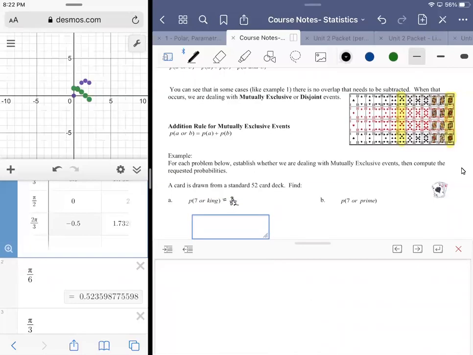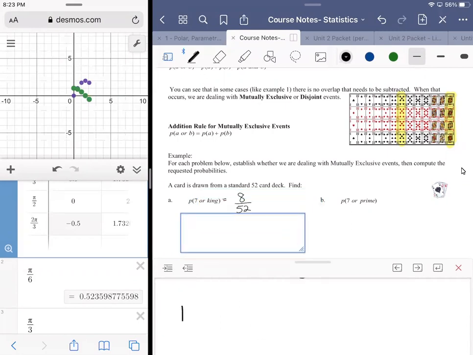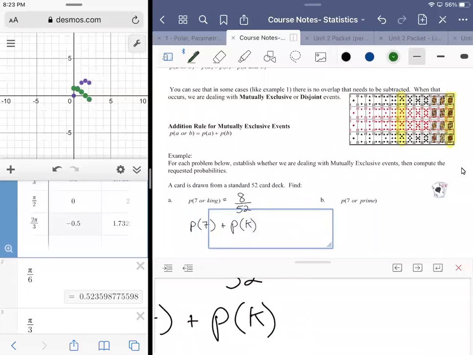But again, the formulaic approach. The formulaic approach would have it so that we would look to see the probability of getting a 7 plus the probability of getting the king. All right. Now, we have to make a determination of whether we're dealing with mutually exclusive events here. Right? These are not mutually exclusive. I'm sorry, they are mutually exclusive.